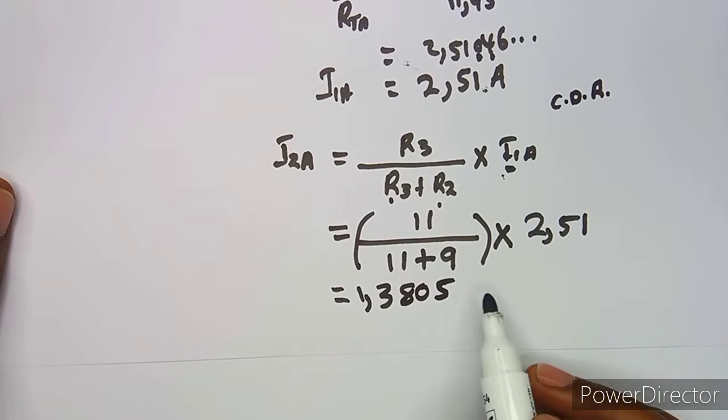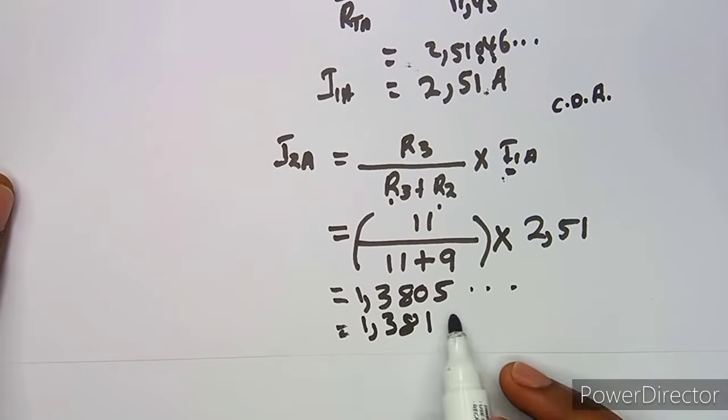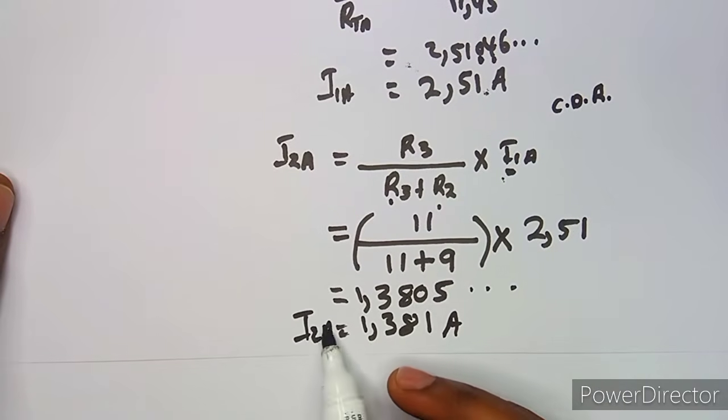1.3805, yeah, something like that. So you can round off to 1.381 to 3 decimal places. So this is our I2A.